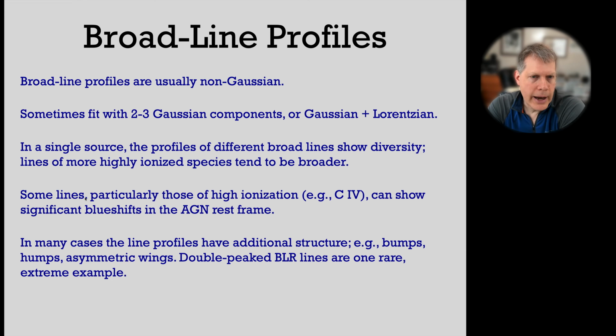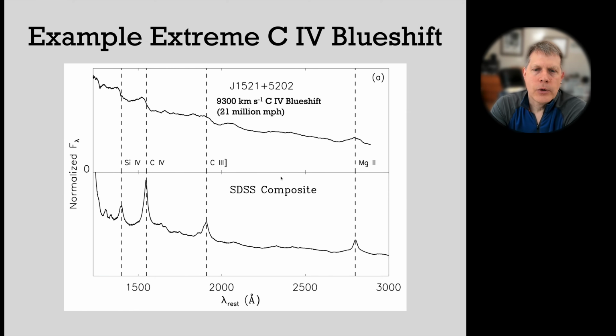Furthermore, some lines, particularly those of high ionization, carbon-4 is a famous example, can show significant blue shifts in the AGN rest frame. And I have an example here to show what I mean by that. So here is, at the bottom panel, a typical Sloan Digital Sky Survey composite spectrum. Okay, and even in this composite spectrum, you can see that if you center up your redshift on, for example, magnesium-2, you can see that carbon-4, generally speaking, seems to be somewhat blue shifted, okay, compared to magnesium-2.